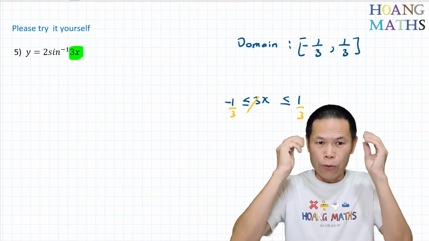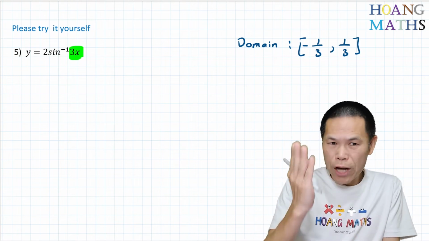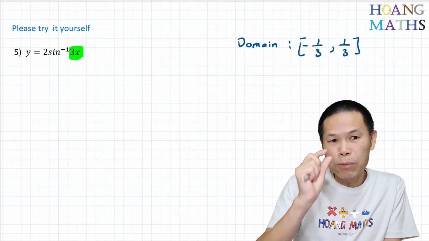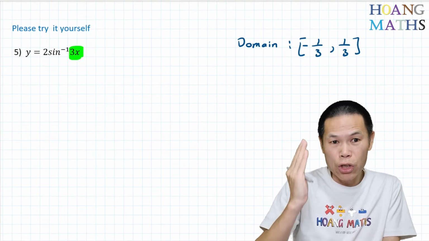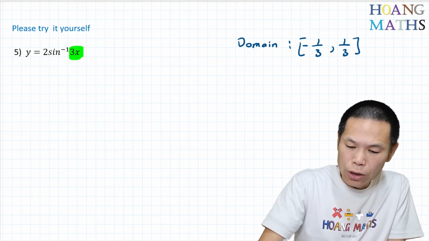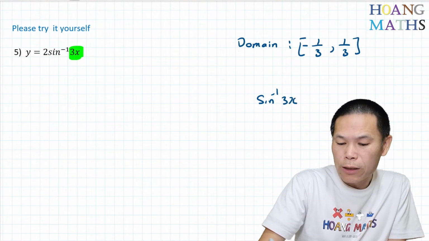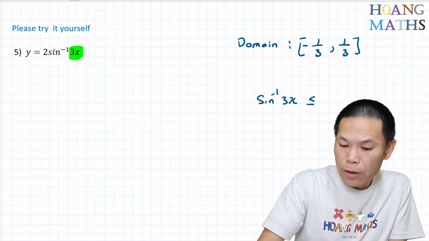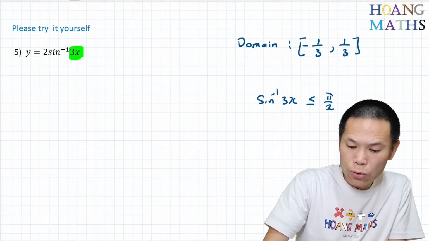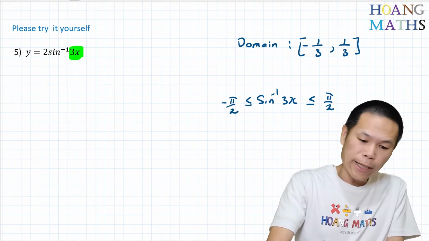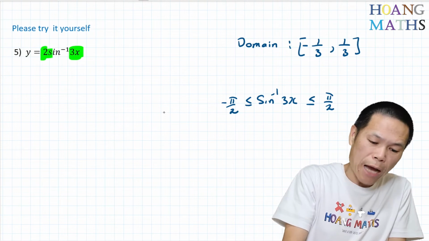Now we need to work out the range. And the range for the inverse sine is between -pi/2 and pi/2. Okay, you need to keep that in mind for me. So sine inverse of 3x is between pi over 2 and -pi over 2. But in this case here, we want to work out 2 times that.